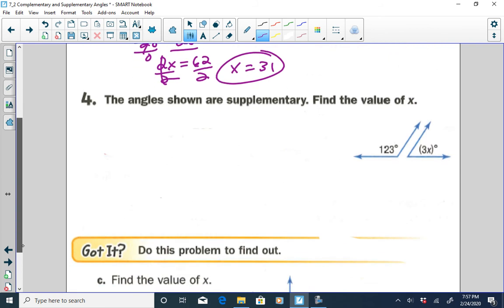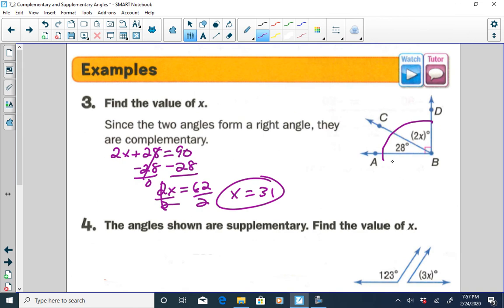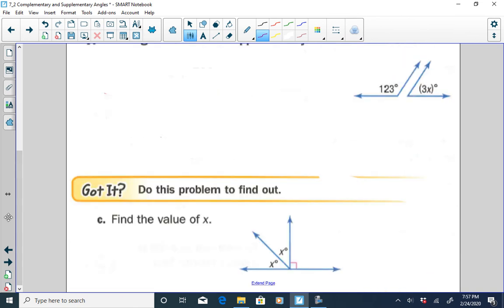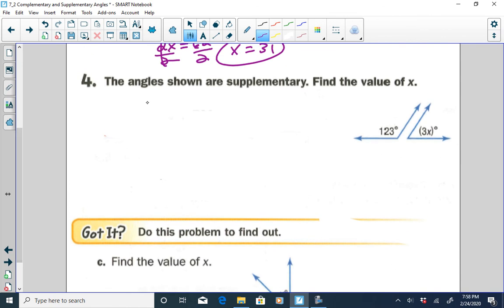Right. Next example, the two angles are complementary or supplementary. Find the value of x. Well, if they're supplementary, it means that their sum has to be 180 degrees. So I want to write an equation that says that. So we have the 3x plus the 123 has to be equal to 180. Solve that for x. We're going to subtract 123 from both sides of the equation. That's 0. 3x is going to be equal to, what's that, 180 minus 123.